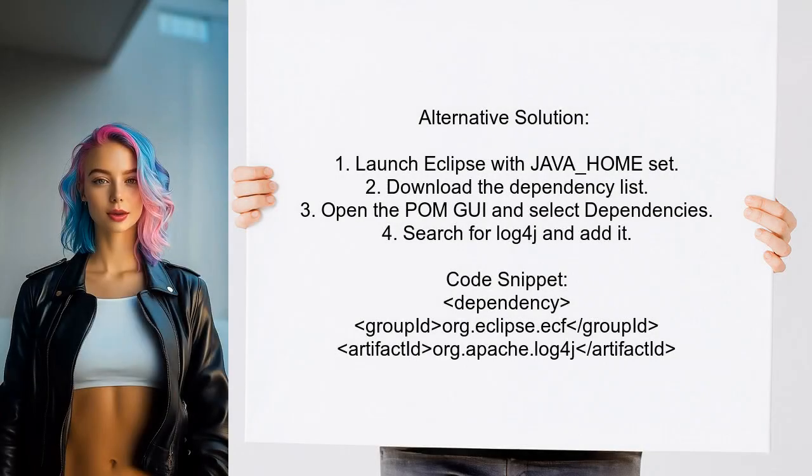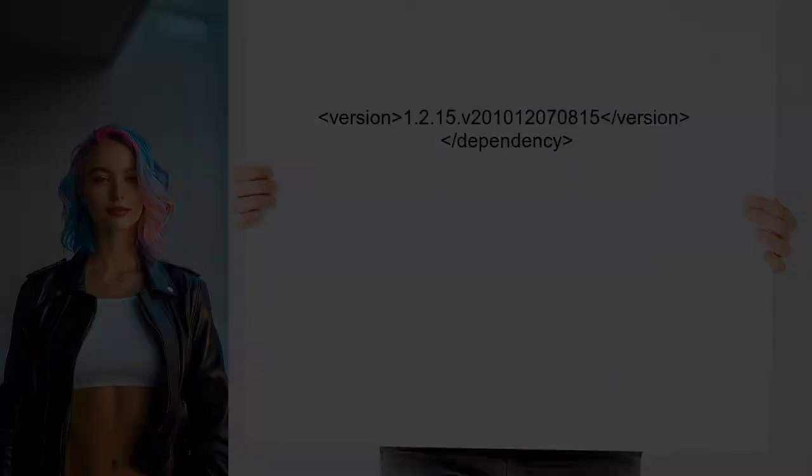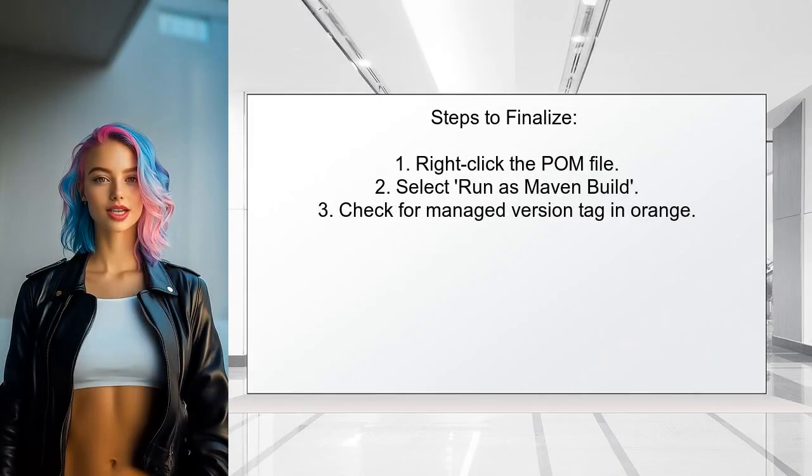Let's move forward and look at another answer. One alternative solution for Eclipse users is to resolve the log4j package issue without reinstalling anything. You can add the log4j jar directly through Eclipse by downloading the dependency list at startup. Make sure to launch Eclipse with Java Home set correctly. After adding the dependency, run a Maven build by right-clicking the POM file. This should resolve the errors, and your library will show a managed version tag in orange.